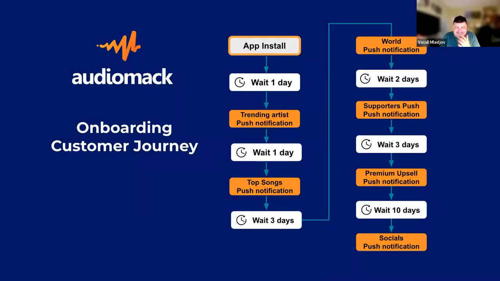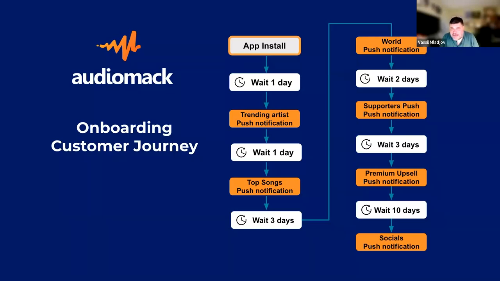So let's look at a sample flow of an onboarding journey. Somebody has found the app and they're installing it. What that means is that they were already advertised to, or they found it one way or another, and they installed the app. After a day, if there is nothing really going on, you can send them push notifications, if they have already opted in, about who the trending artists are. Maybe we already know a little bit about them, where they came from.